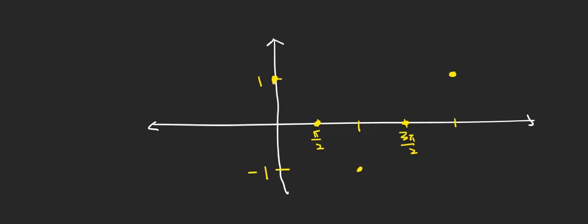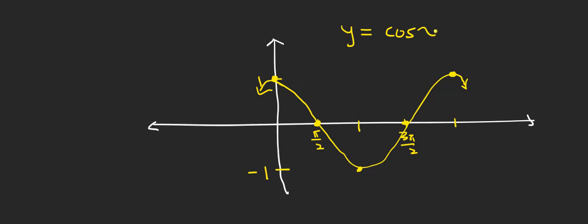Now you need to draw a smooth curve. And you know that cosine x also is continuous. So this is how you would graph y equals cosine x. And notice for x values, we are using radian instead of degree.